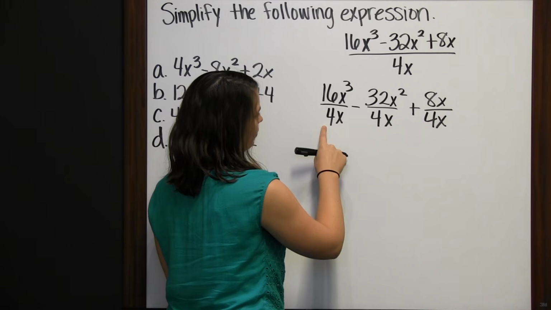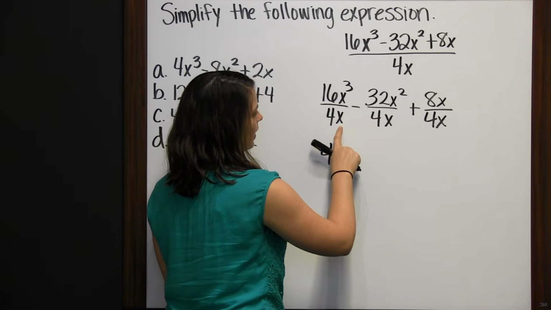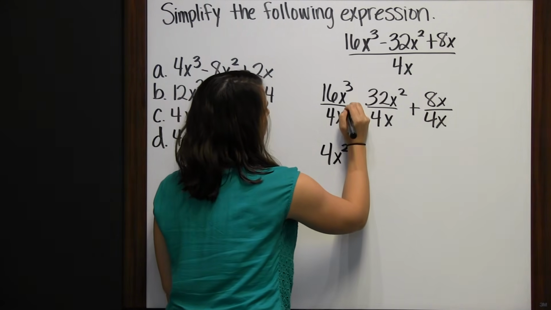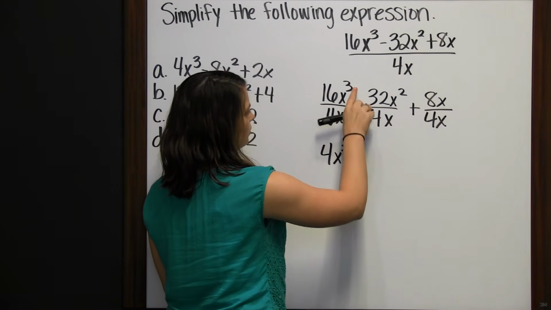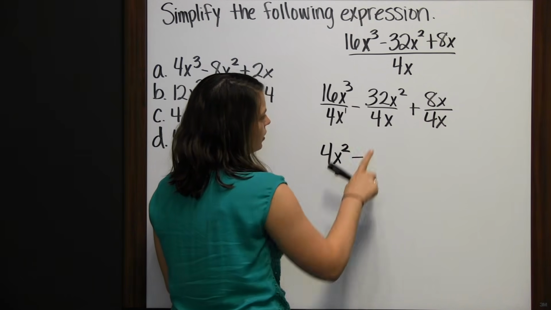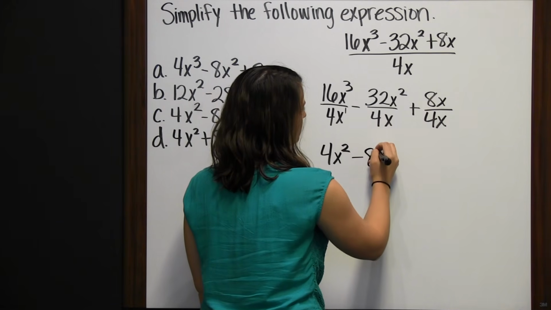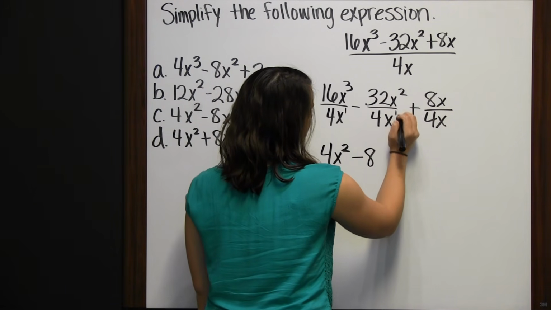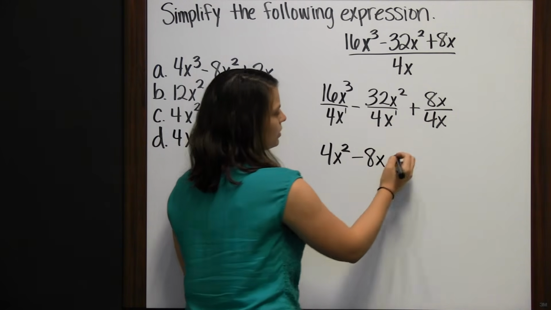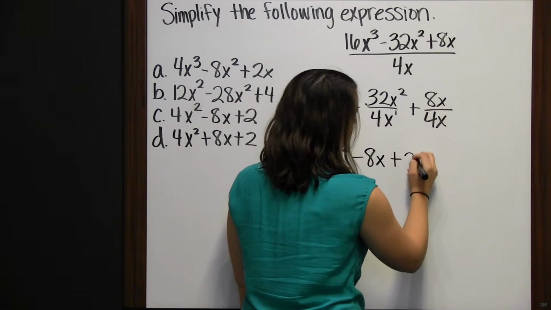16 divided by 4 is 4. X cubed divided by x is x squared, because when you divide, you subtract the exponents. 3 minus 1 is 2. Minus 32 divided by 4 is 8. X squared divided by x, 2 minus 1, is x to the first. Plus 8 divided by 4 is 2.